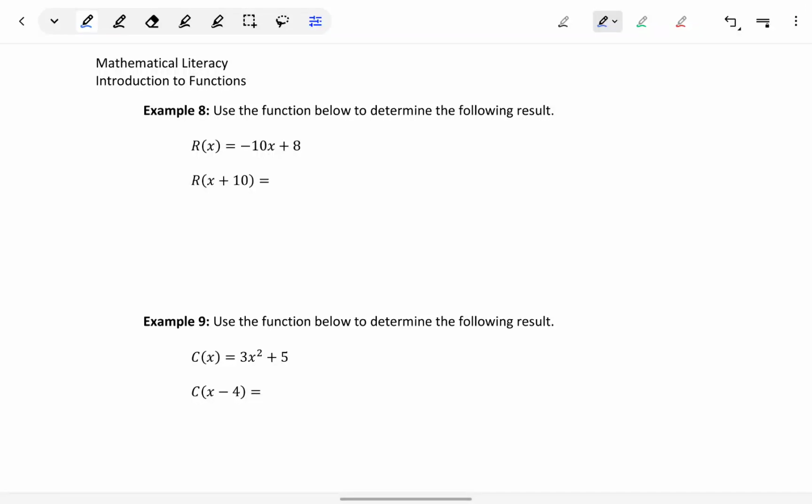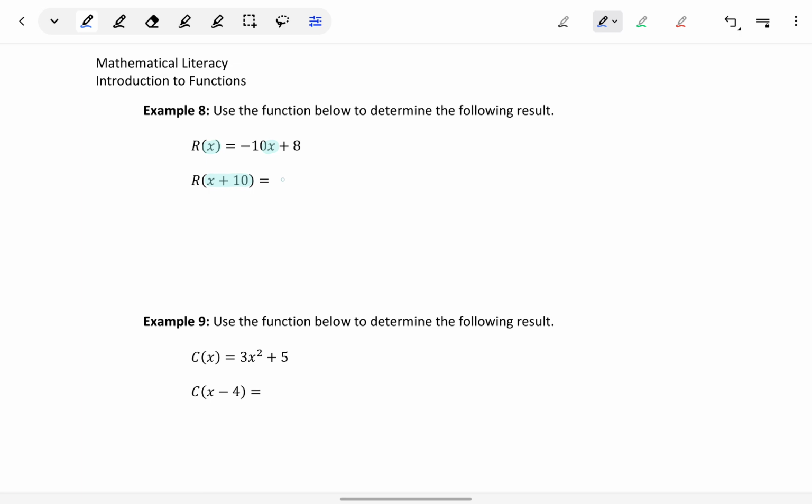In the previous two examples, we used function notation to call on a specific function and ask someone to evaluate that function when x is equal to some specific value. We can also evaluate functions for algebraic expressions, meaning in this case, for example 8, we're given the function r of x. We want to find r of x plus 10, which means everywhere we have an x in our expression, we're going to substitute in x plus 10. So we're not just evaluating the function at a number, we're evaluating it at an expression.